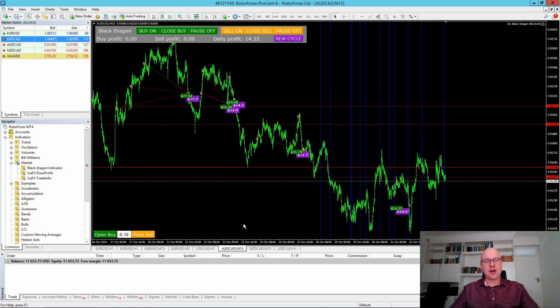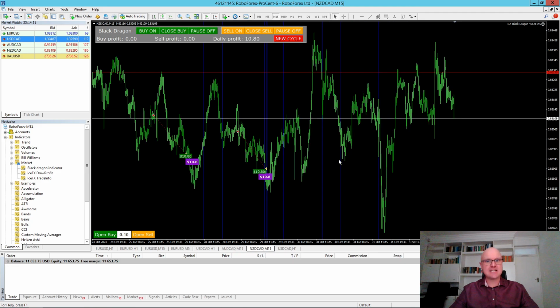I've been trading it on the AUD CAD, NZD CAD, and also the Euro USD. All of these on the 15-minute time frame, but using the indicator settings on the hourly for both the primary and secondary indicators. And overall, the most profitable out of these has been NZD CAD because it's been set up to be the most aggressive.